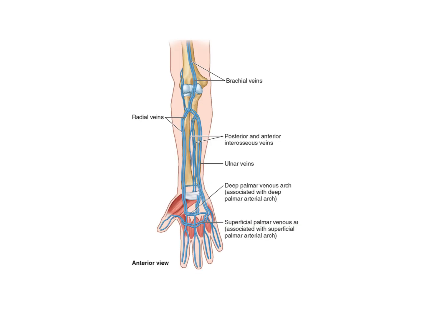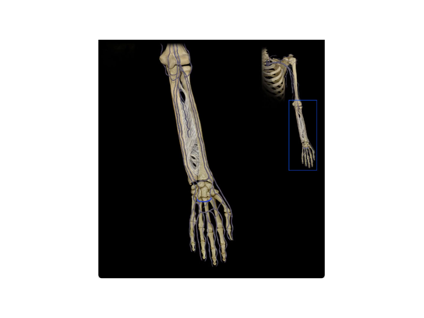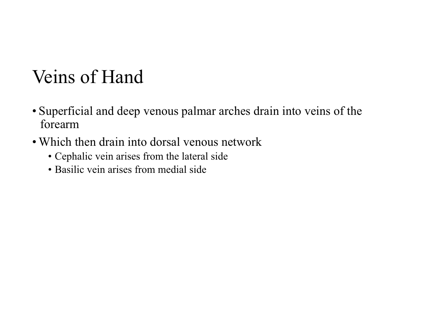This is a picture showing the deep palmar venous arch, and on the lateral side, we see how that drains into the radial veins, and on the medial side, we see how it drains into the ulnar veins. This is a picture of the deep venous palmar arch. In the hand, there are superficial and deep venous palmar arches. These are associated with the superficial and deep palmar arterial arches. The superficial and deep venous palmar arches drain into the deep veins of the forearm.